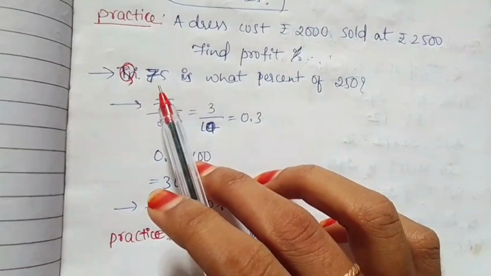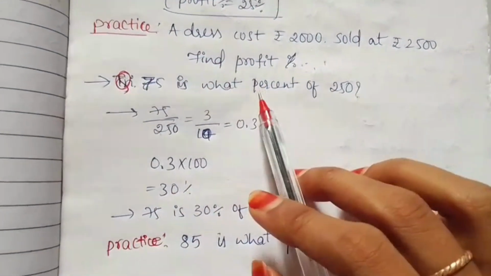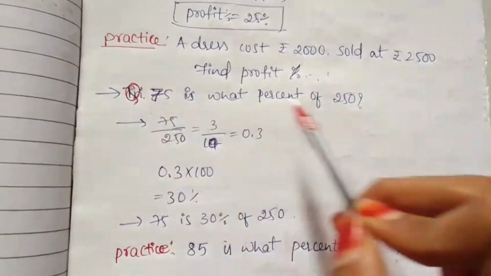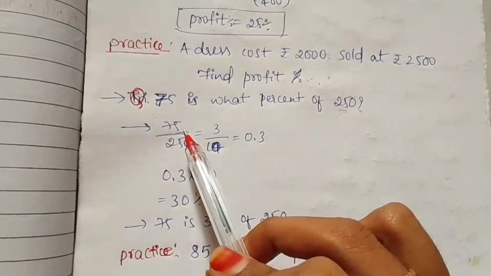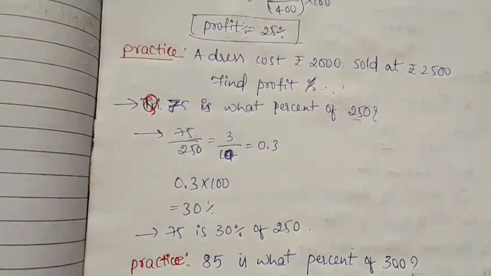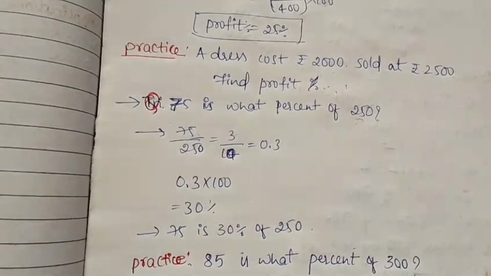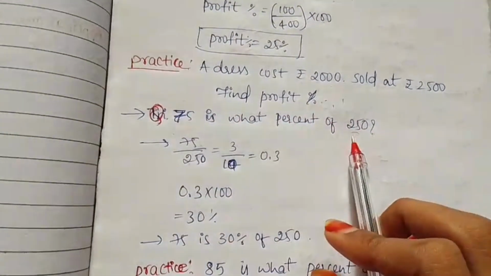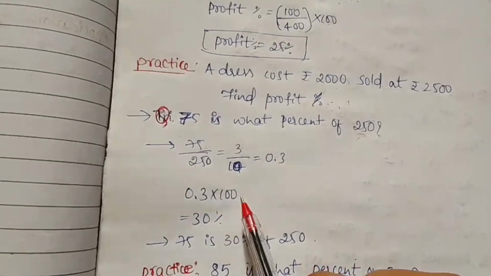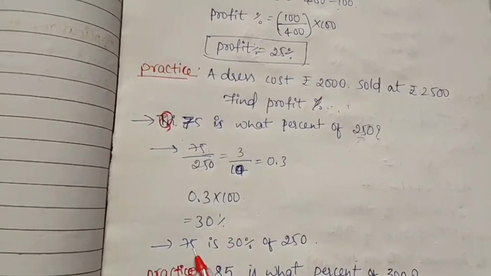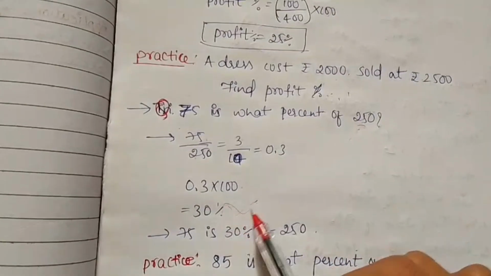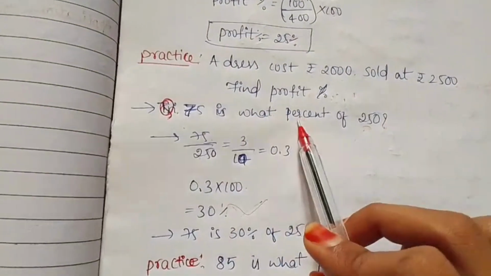And let us see one more question. 75 is what percent of 250? Here 75 divided by 250 is 3 by 10, which is equal to 0.3. Here we have to divide these two, we will get some fraction, and we have to multiply that with 100. Then only we will get that percentage. 75 is 30% of 250. The answer is 30%.